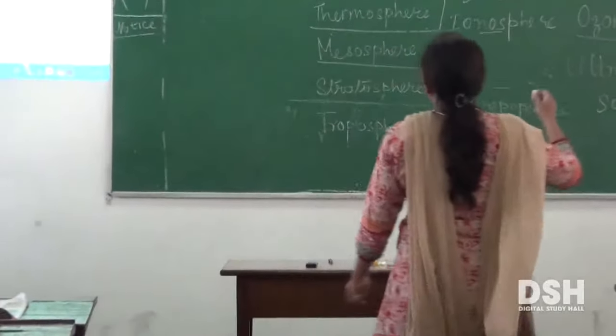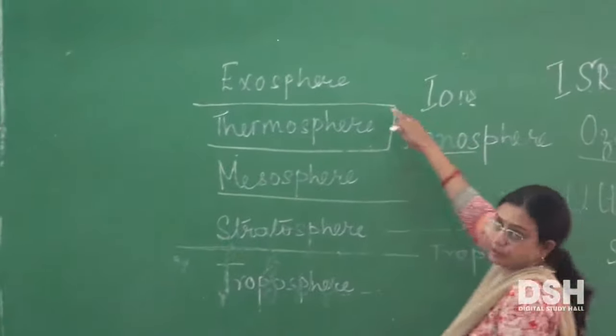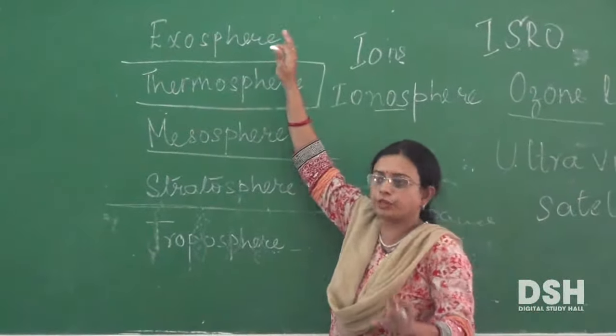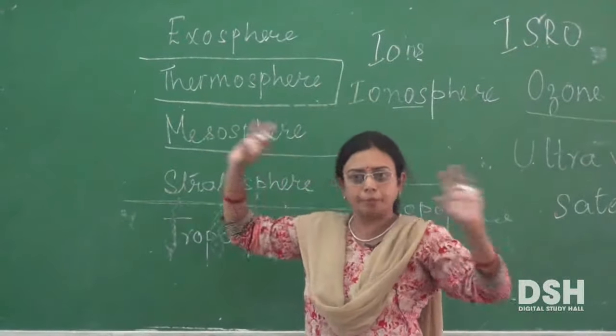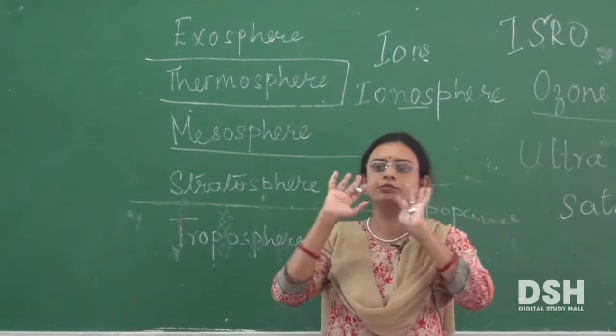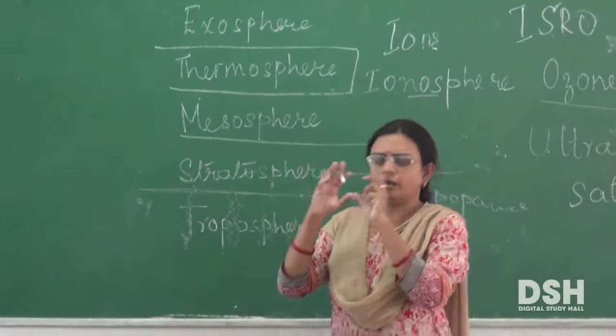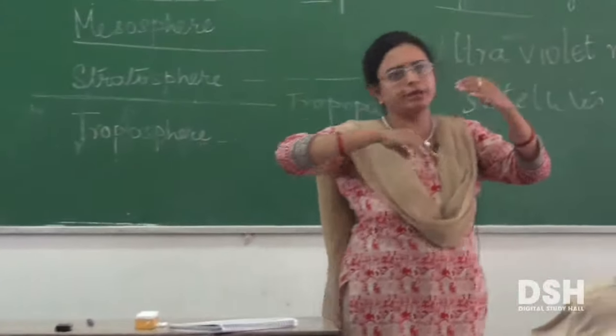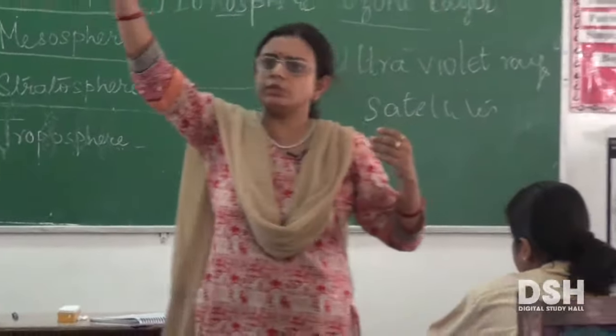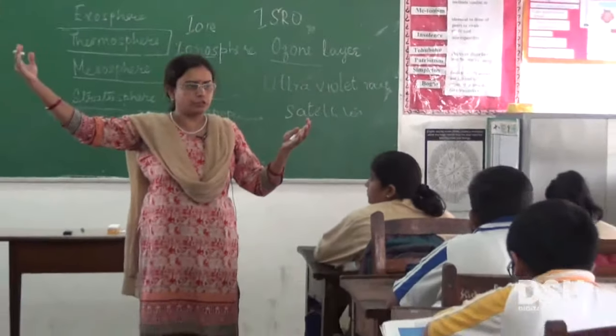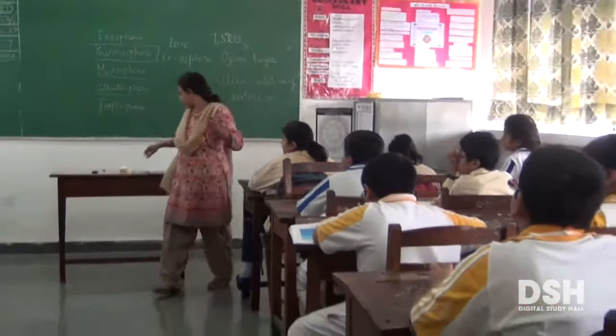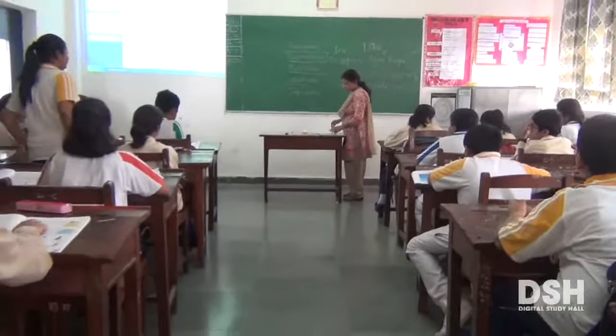And the last layer that we are going to talk about is the exosphere. Exosphere is the last layer, the uppermost layer, right? It is very fluffy. Right? And from here, the atmosphere merges into the space. Have you understood? Yes.